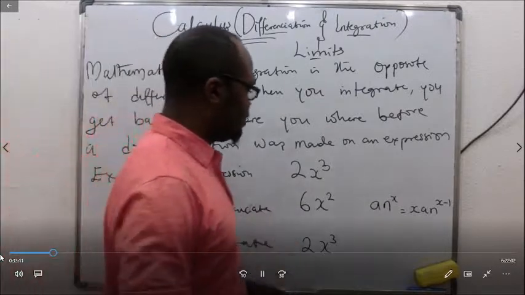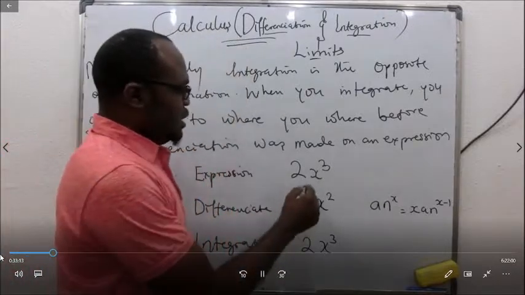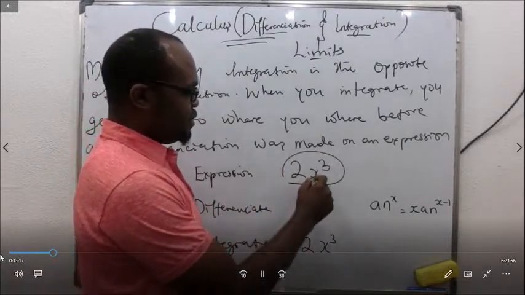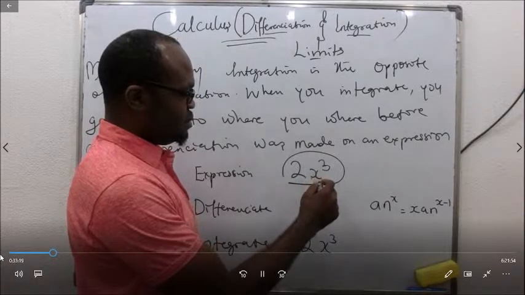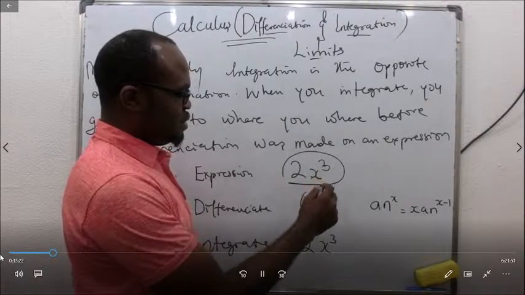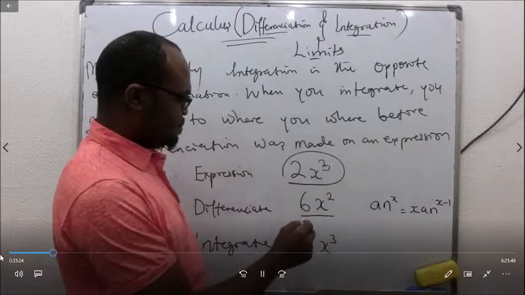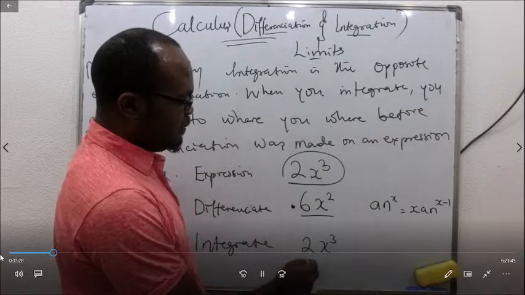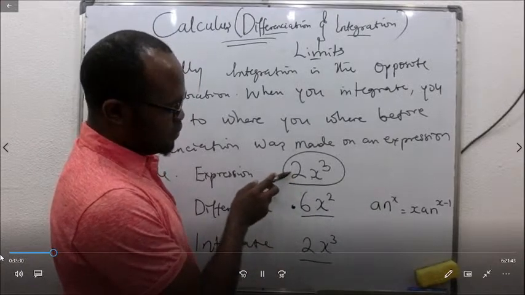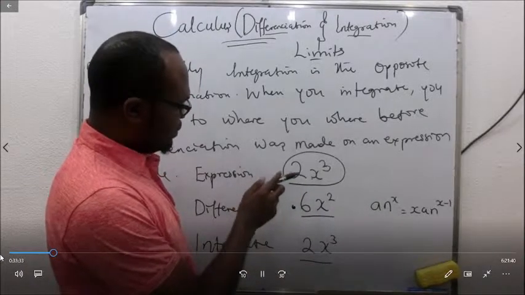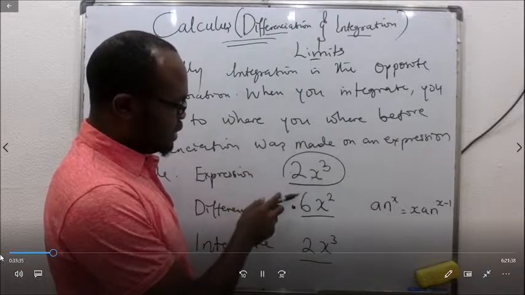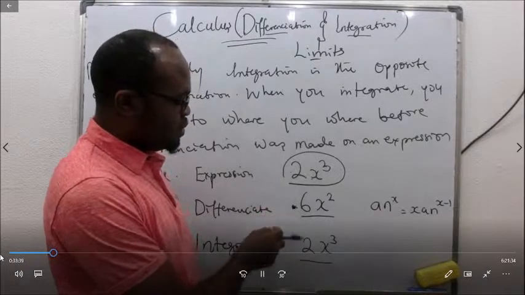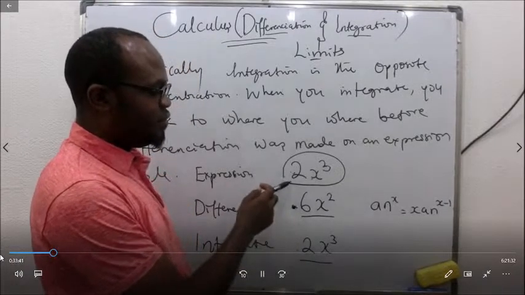So we look at this expression. Given this very expression, if you differentiate this expression, you have this. Now, if you integrate this very expression, you have this, which is actually where you're coming from. So when you differentiate an expression, you have a different expression. But when you integrate, you get back to where you started from.